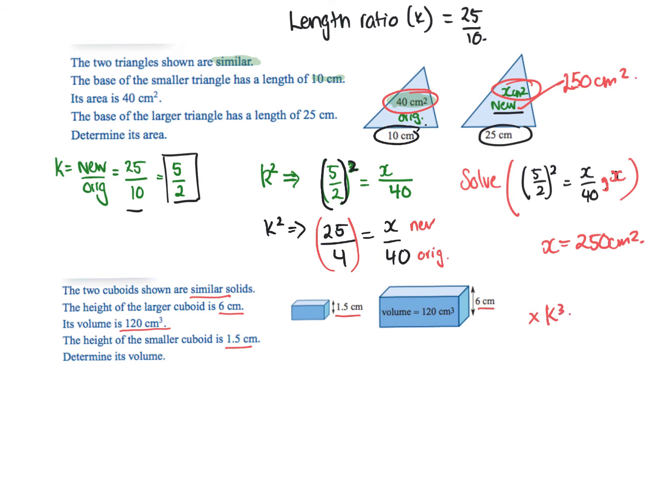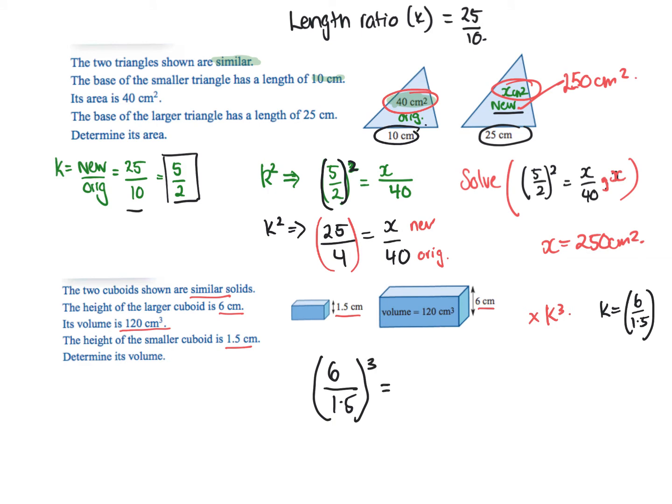I'm going to do similar sides. So I've got 6 centimeters over 1.5. I'm just going to erase it out. So that is the length ratio, that's K. If K equals 6 over 1.5, K cubed will be that, to the power of 3.